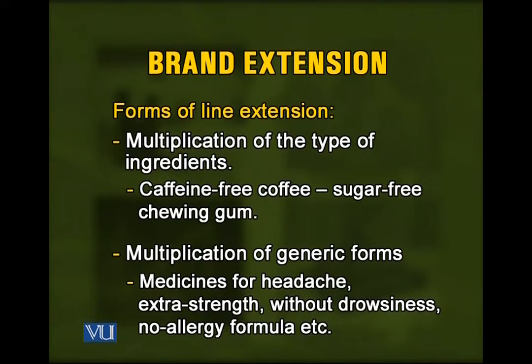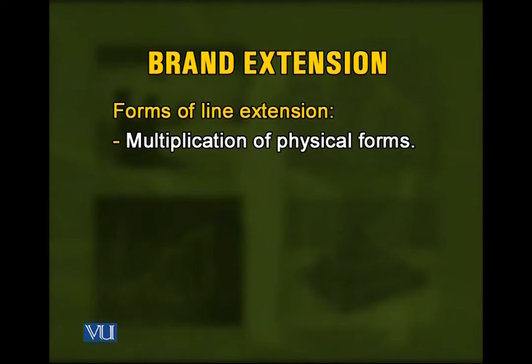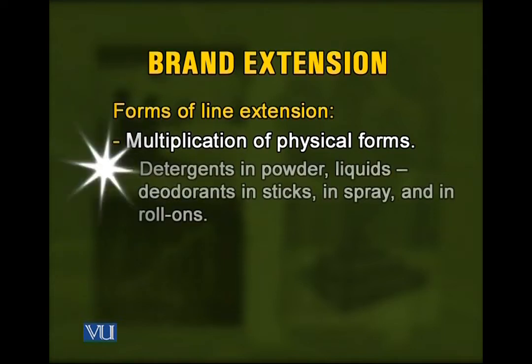Another classification that you might like to consider is the multiplication of the product line by physical form. And the best example that fits here is that of detergents. From powder to liquids. I think that is the perfect example. Another example could be that of deodorants. Companies making deodorants in stick form, getting into roll-ons and sprays, for example. So that is the multiplication by physical form.